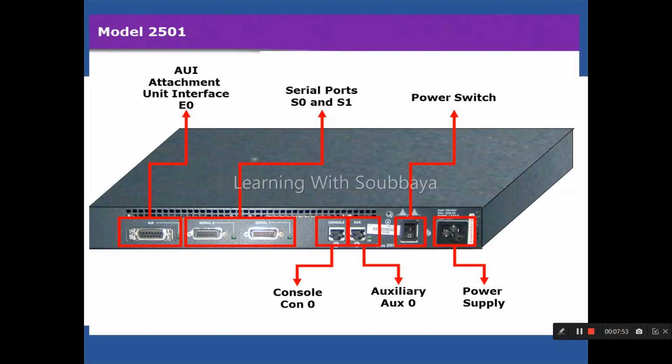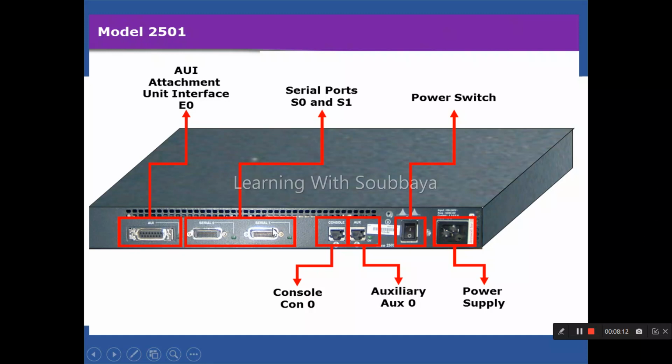So you can see the router model here. This is nothing but the 2501 model. The 2501 model is a fixed router. Fixed router means non-modular router. The components are fixed here. AUI is available here. We cannot replace the component. If there is any fault here, we cannot replace the component.